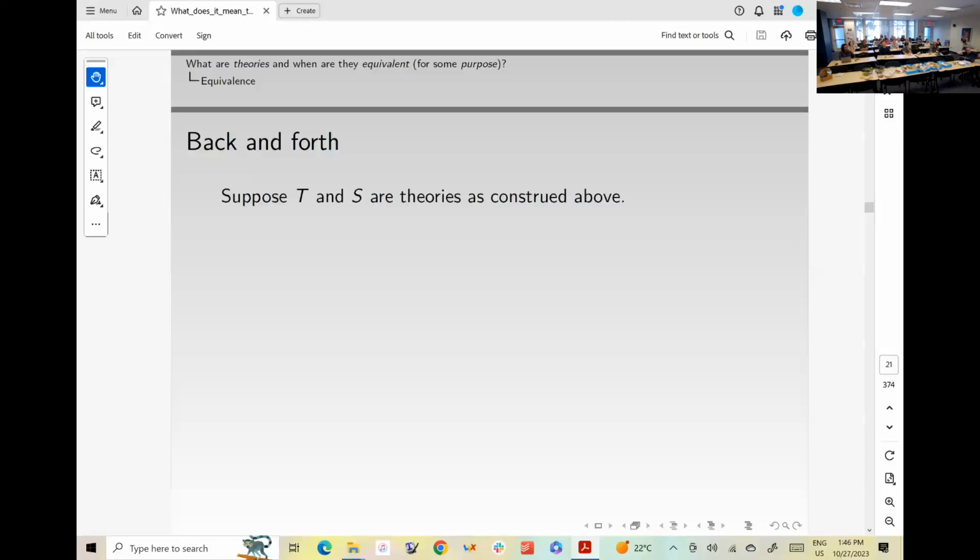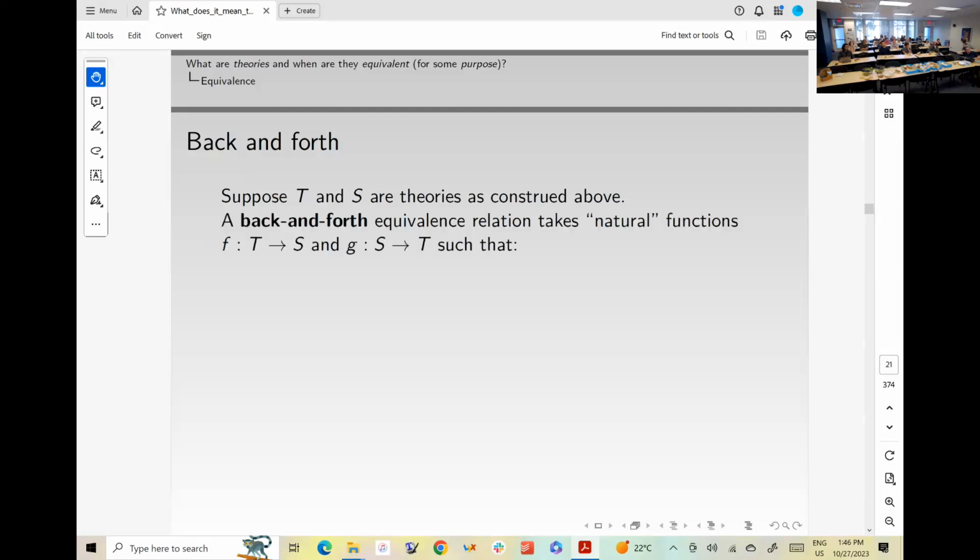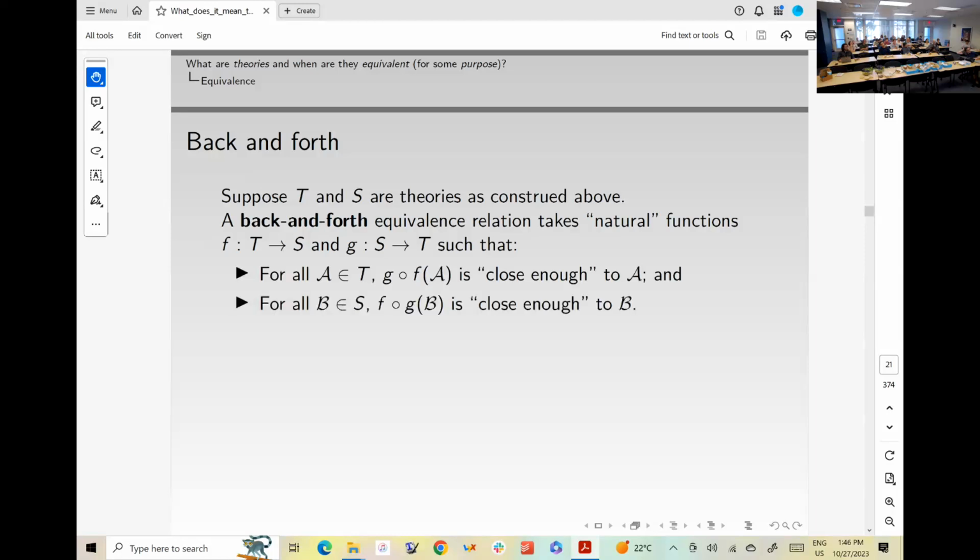So here's a rough sketch of this. Suppose we have S and T, which are theories in the sense that I've just described above. A back and forth argument is an equivalence relation that takes natural functions, F from the structures of T to the structures of S and G in the other direction, such that if you're in a T structure A and you go over to S and then back, you end up close enough to A, so to where you started. And similarly, if you start from a B structure.